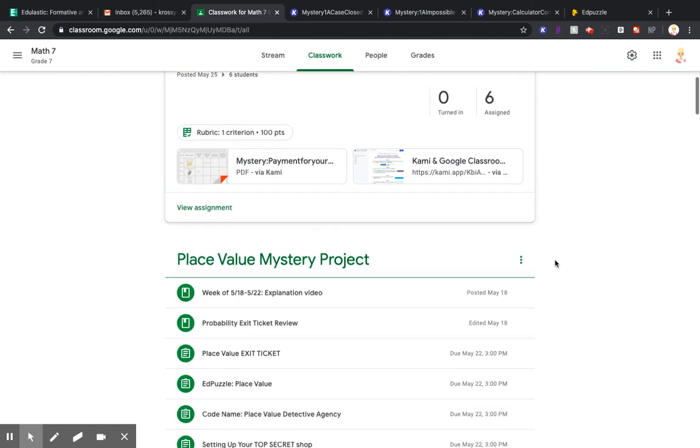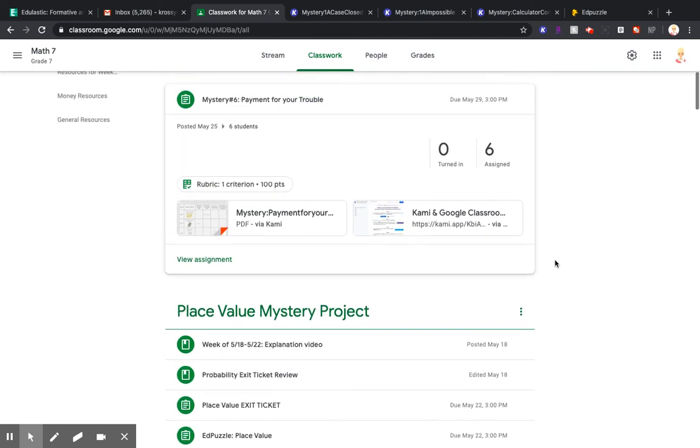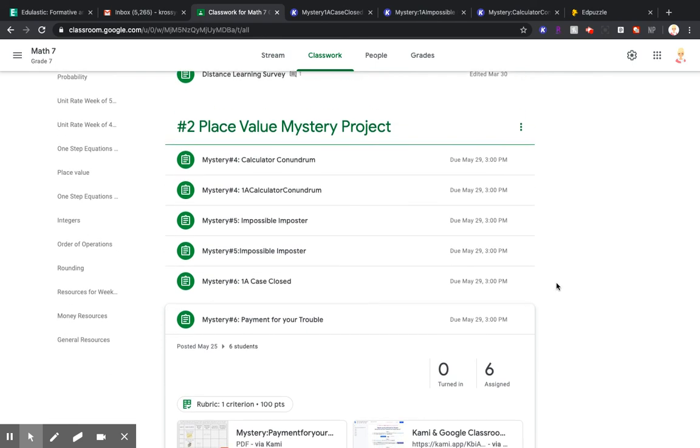All right, we did our exit ticket last week, and I think I'm just going to check some grades to see if we needed some more review for that. But other than that, I think we're good to go. We're going to finish up this place value mystery this week, and then next week we'll be working on something new.